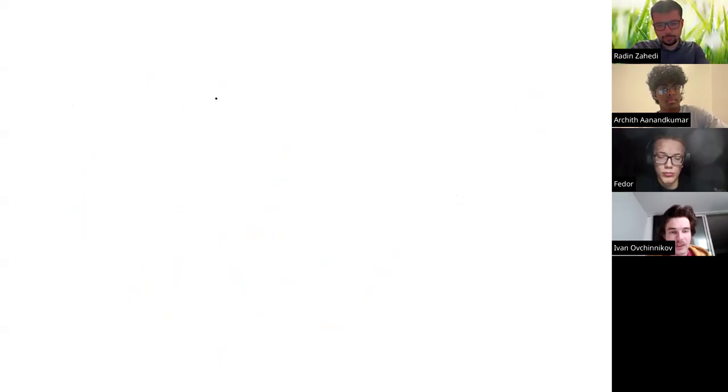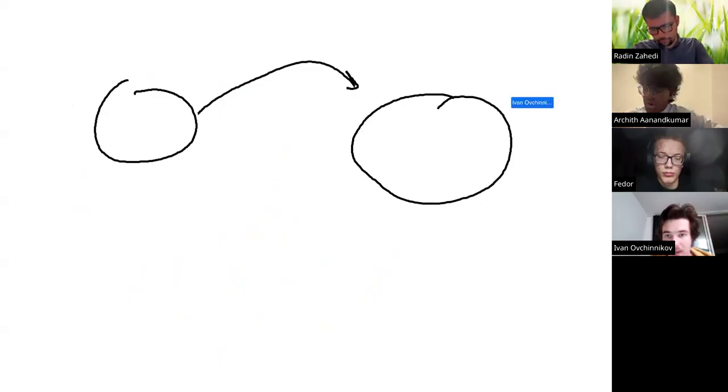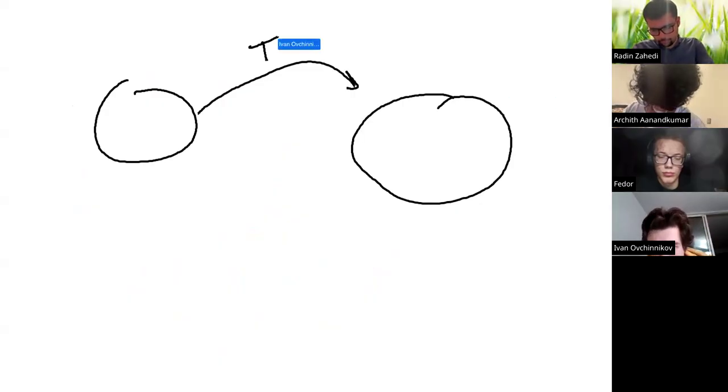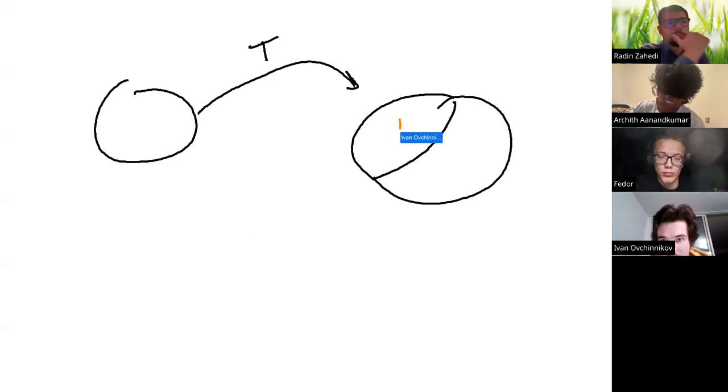Clear everything. Good. So I'll just draw this again. Suppose I have T, and suppose T maps into this section, this part of the vector space. So this is the image of T. Yeah, that's good. This is the image of T.